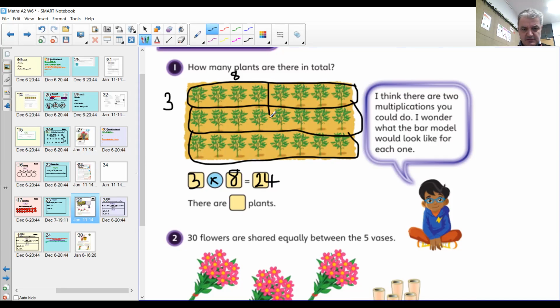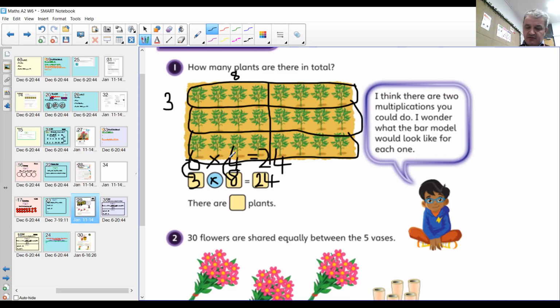If I do this, I would get 1 lot of 4, 2 lots of 4, 3 lots of 4, 4 lots of 4, 5 lots of 4, 6 lots of 4. I know I've still got the same amount of plants. Okay, just the same answer. So what I've done here, I've doubled the 3 to become 6, and I've halved the 8 to become 4. That's the same answer.